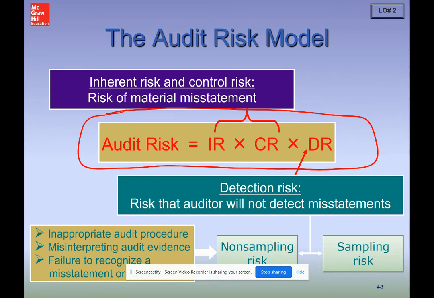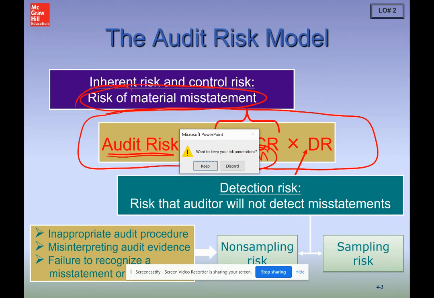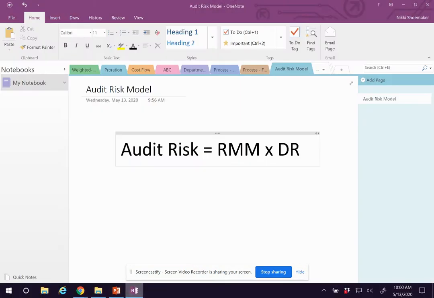Now, we're going to talk about each of these, and I'm actually going to move over to a different screen so that we can write some notes. But what I want you to understand from this is the audit risk model is the risk of material misstatement, call that RMM, you see it right here, okay, times detection risk. And we're going to break down each of those. So give me just a moment. I've written the same thing over here.